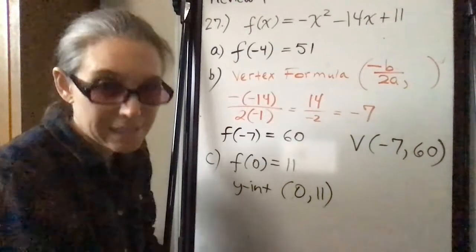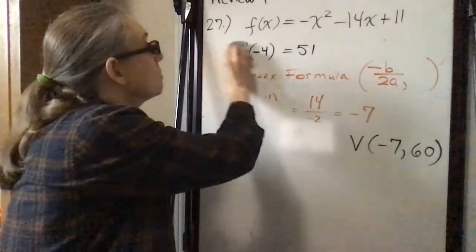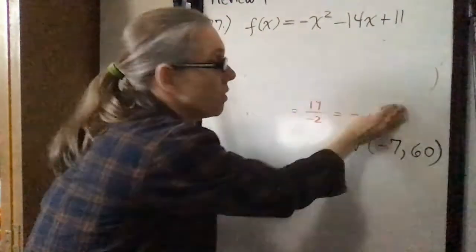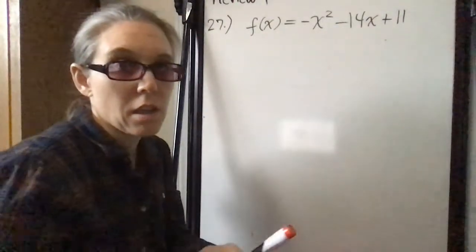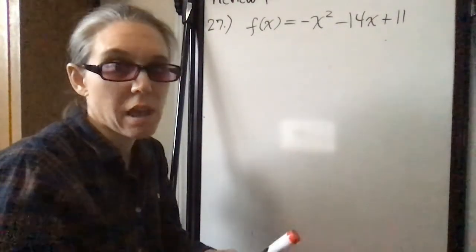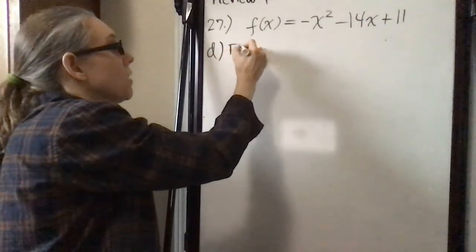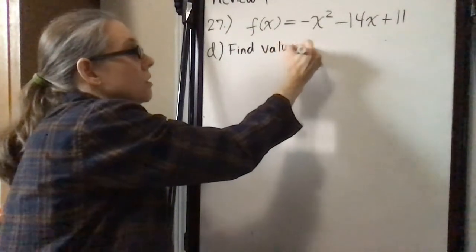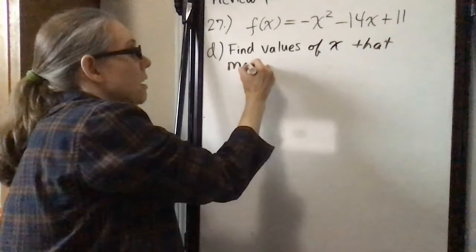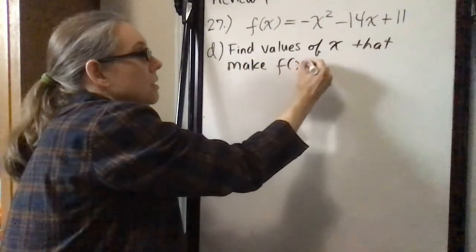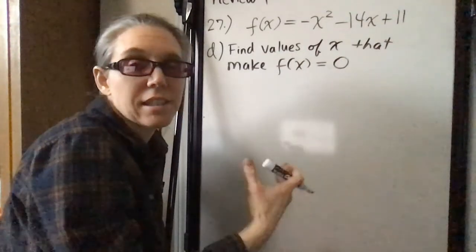Now, for part D. Part D, you have to show your work and email it to me. You need to find the two values that make f of x 0. So for part D, find the values of x that make f of x equal to 0. This is the same thing as saying find the x-intercepts.